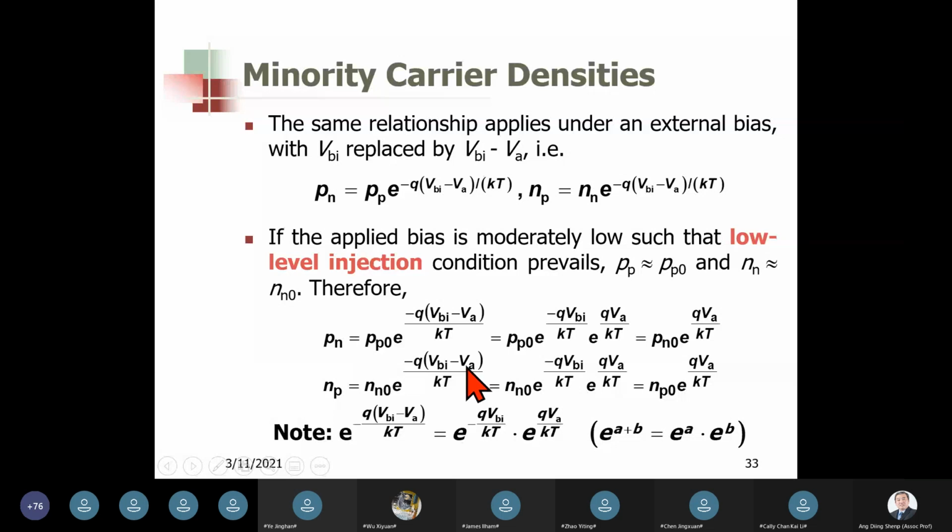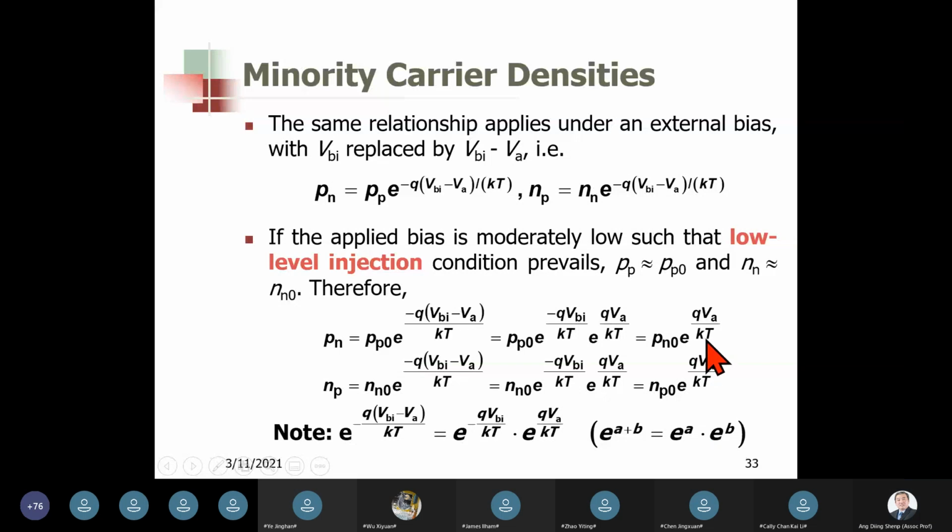Now with this, I can rewrite this equation for the hole concentration at the edge of the space charge region on the N side in an alternative form like this. I simply break up this exponential function into two exponential terms, simply by rearranging the exponents. In the first exponential term, I have e to the minus q VBI over kT. In the second one, e to the power of q VA over kT. So the two exponents will just add up to give you this expression.